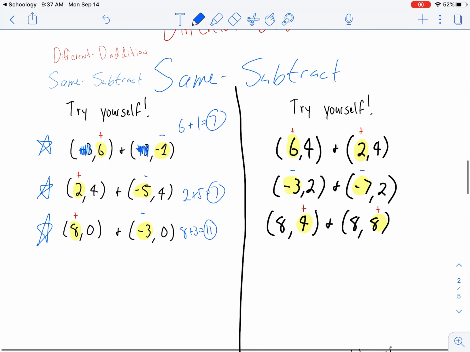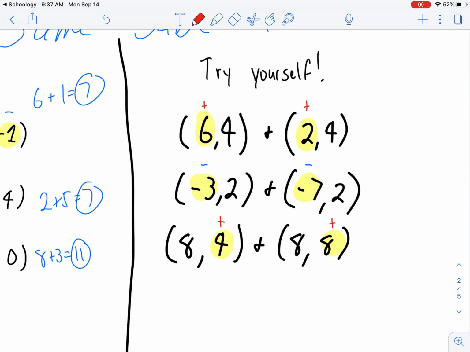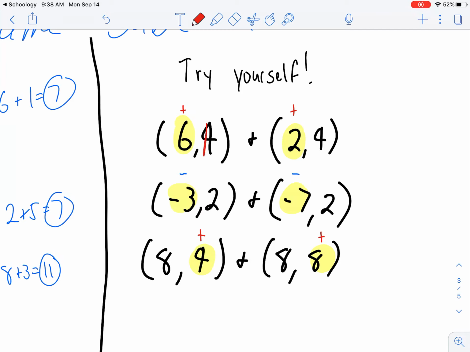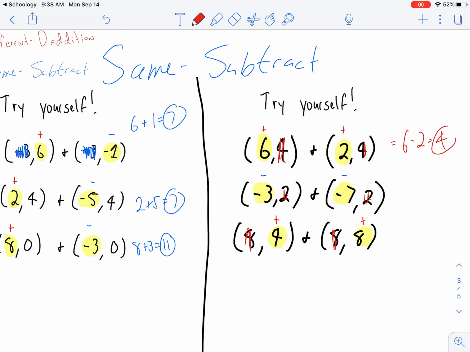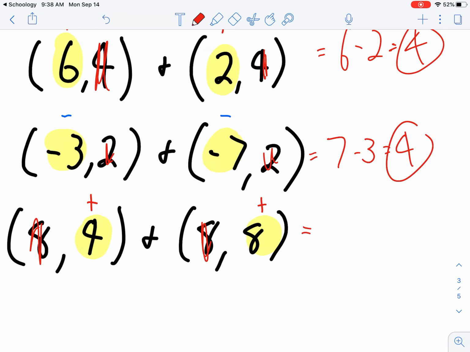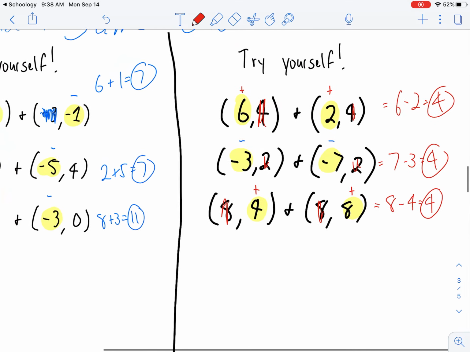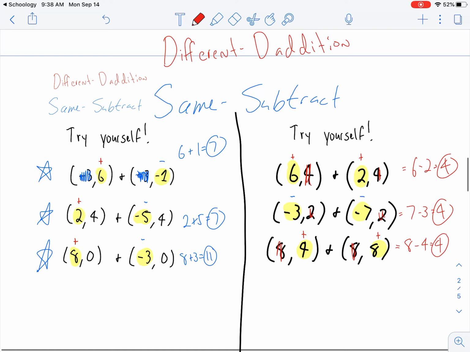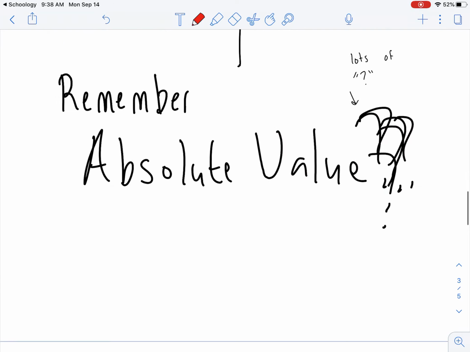Now we have same sign, same meaning subtract. So here it's a 6 and a 2. We can ignore these 4s, these 2s. Those do nothing for us. They tell us they're a straight line. There we are doing 6 - 2, 4. There, they're both negative, so before we subtract these, we have to take their absolute values and essentially just get rid of the negative sign. 7 - 3, 4. And here, 8 and a 4, so we have +8 - 4, 4. Okay, so that's how the math goes. It's either different addition, same subtract.